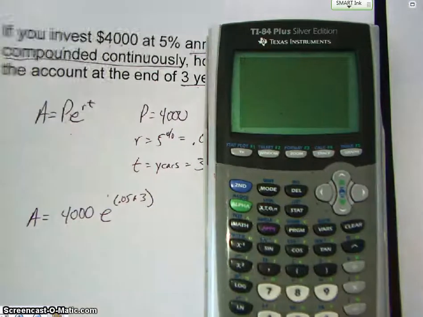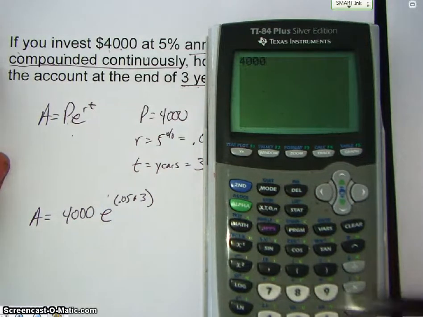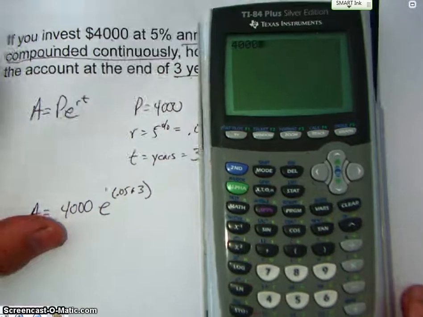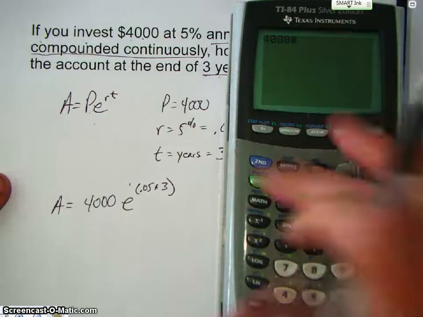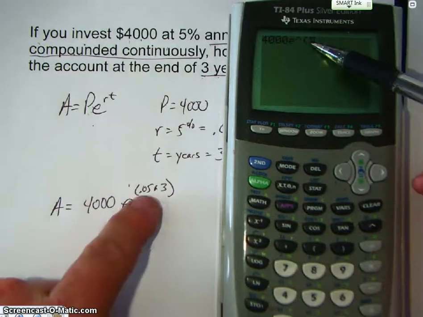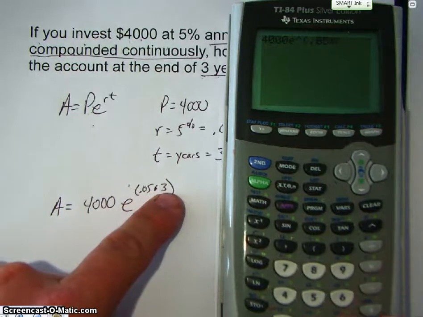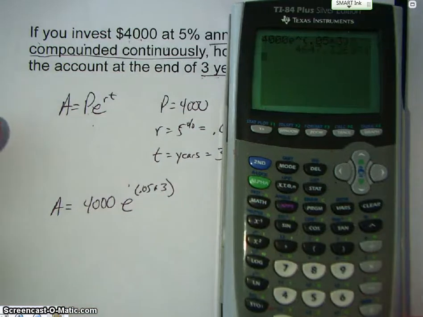All right. So the first thing I do is I'm going to do 4,000. e, now you've noticed e is right here, right down here near the 4, between the 4 and the 7. Right here, but it's in blue, so I got to hit second, then that button. Now in parentheses, I'm going to put 0.05 times 3. Close it off. Hit enter.